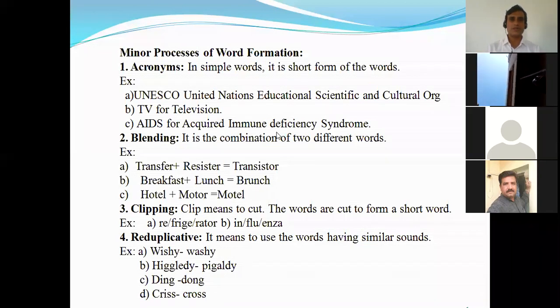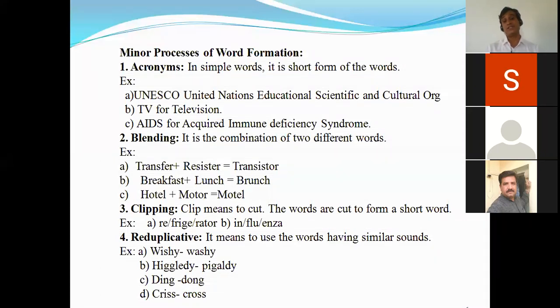Yeah, let's proceed further. Acronyms mean short forms. For example, we say UNESCO. This abbreviation is called a word separately. UNESCO is the United Nations Educational, Scientific, and Cultural Organization. TV stands for television. This abbreviation TV was invented by John Logie Baird, the great scientist. AIDS means acquired immunodeficiency syndrome. So acronyms are short forms of the words.